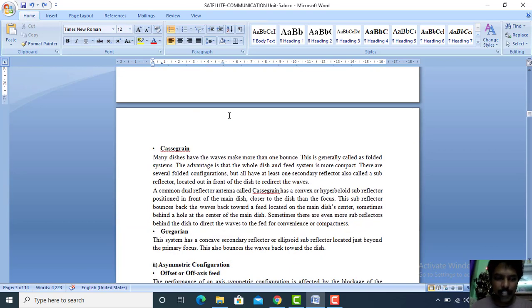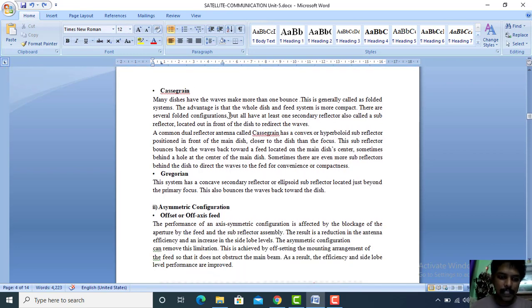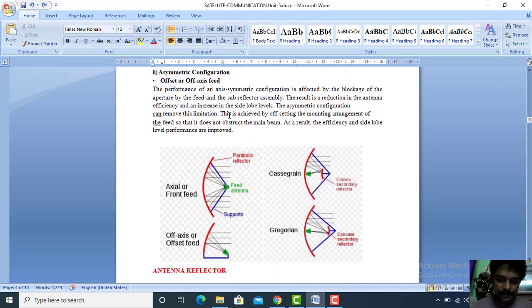Now the Cassegrain has a number of dishes. You can see here you have one, and here you have another, two. That is a convex secondary reflector. Here you also have a parabolic reflector. Previously we saw it was only a convex one. This is also a parabolic reflector, and other than that we have a convex secondary reflector.